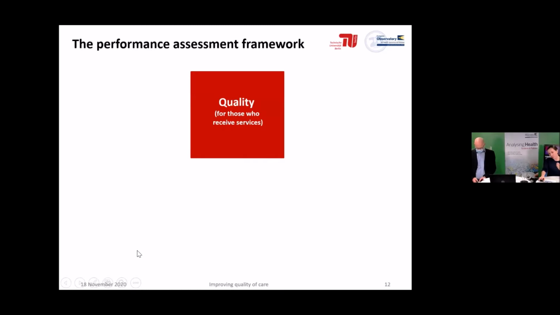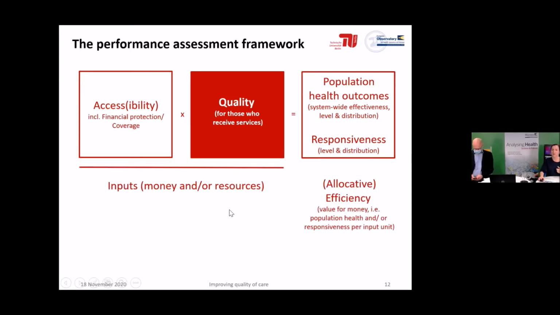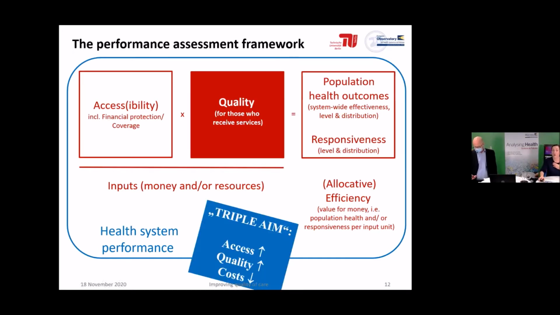And the framework that we propose in the book is quality times access and accessibility. That means that the first dimension includes both coverage and realized access, which together lead to improved population health outcomes and improved responsiveness. And if we put them in relation to all the inputs we need in the system, be it financial or other types of resources, we come up with a dimension of efficiency, and all of this together is the notion of performance of the health system. It clearly differentiates between the notion we use for quality in the book and the notion of performance.